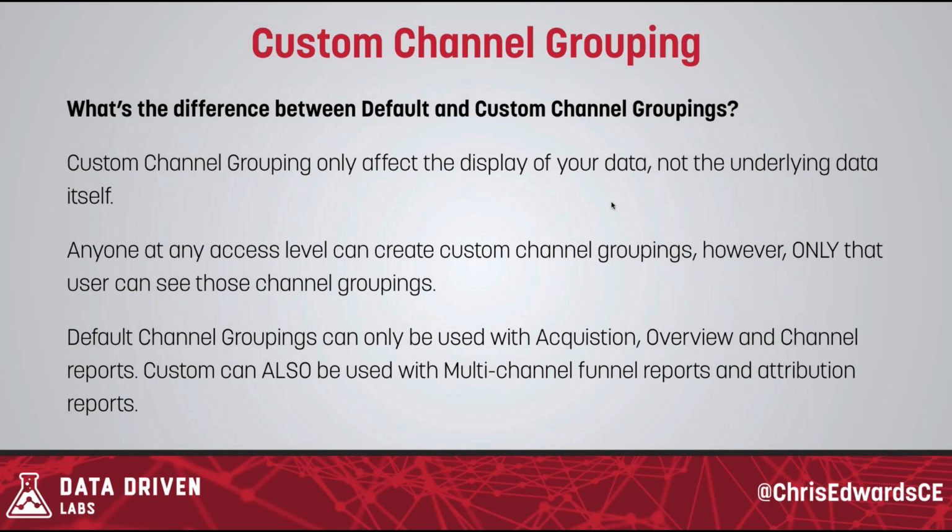Default channel groupings can only be used, though, with acquisition, overview, and channel reports. Now, custom can be used with all those, but also used with multi-channel funnel reports and attribution reports, which are under the conversion section of set of reports inside of Google Analytics.